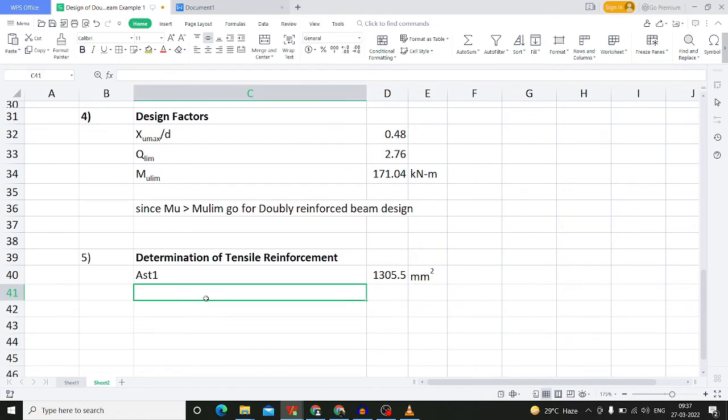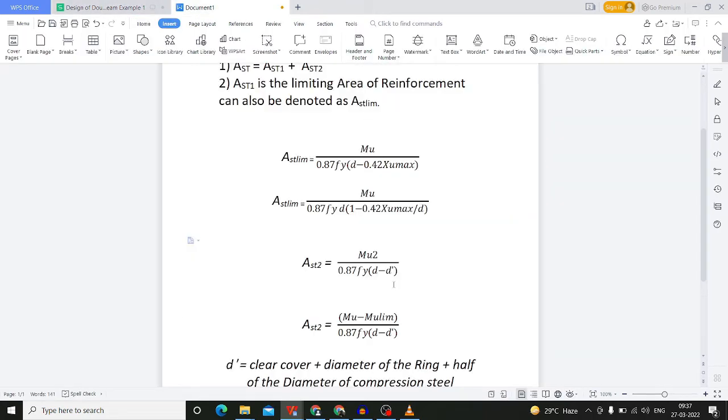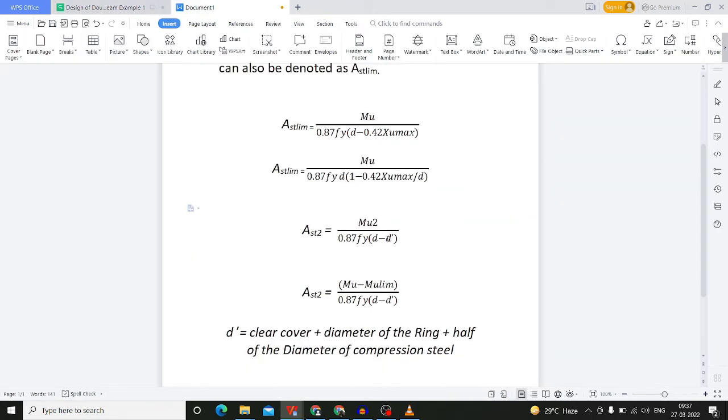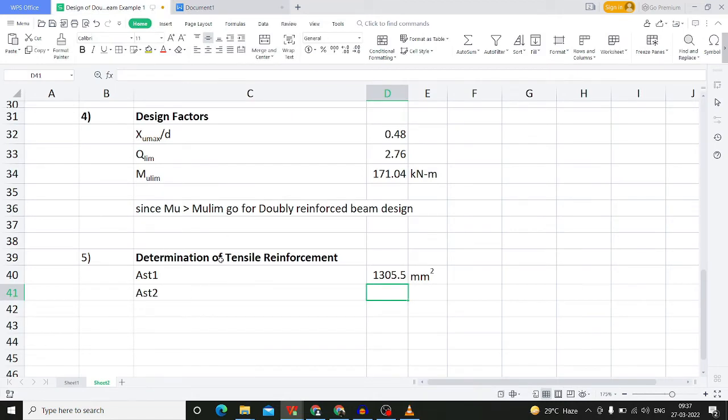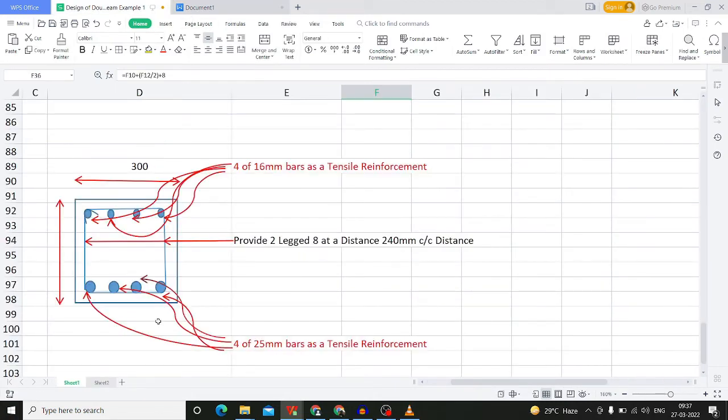Now we will go for AST2. Before going for AST2, you see in AST2 we have d dash. And what is d dash? You know d is the effective depth of the beam, and d dash is nothing but the effective cover of compression reinforcement, the distance of the centroid of compression reinforcement from the top of the beam, or the distance from the top of the beam to the center of the compression steel.